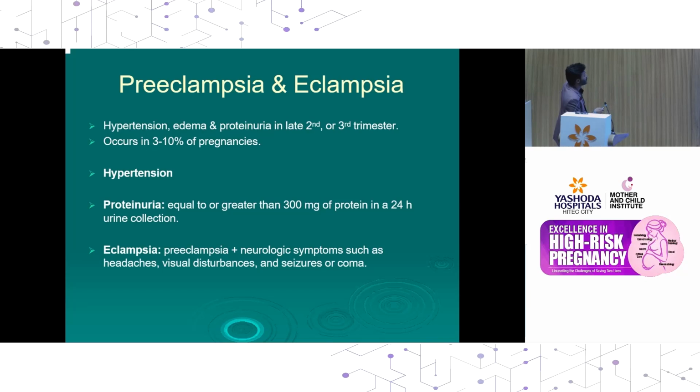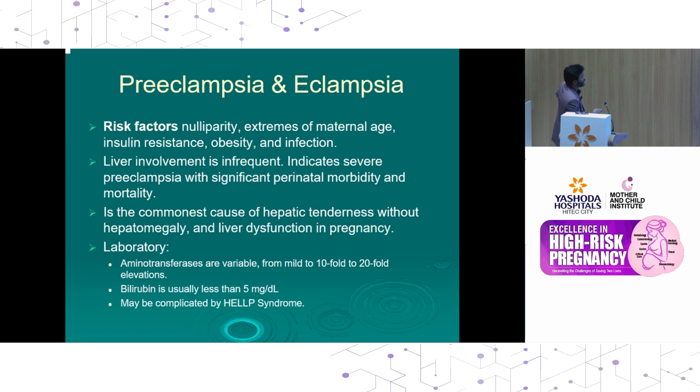Preeclampsia and eclampsia, I'm sure you know very well. I don't have to tell you about this. But essentially, if you have hypertension, proteinuria, and if they have obviously any seizures or coma, we call it eclampsia. But of course, you also see abnormal LFTs in this as a part of the multi-organ failure in preeclampsia conditions.